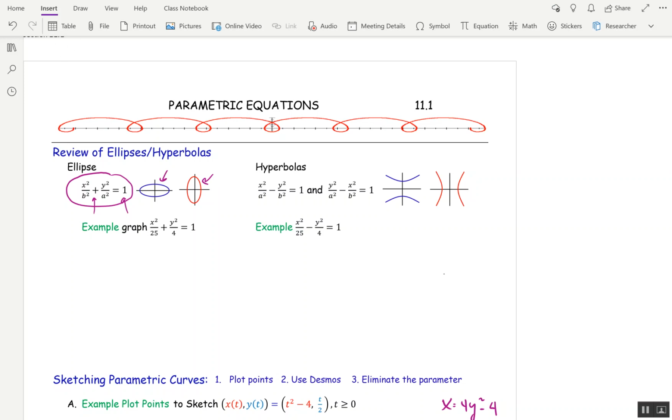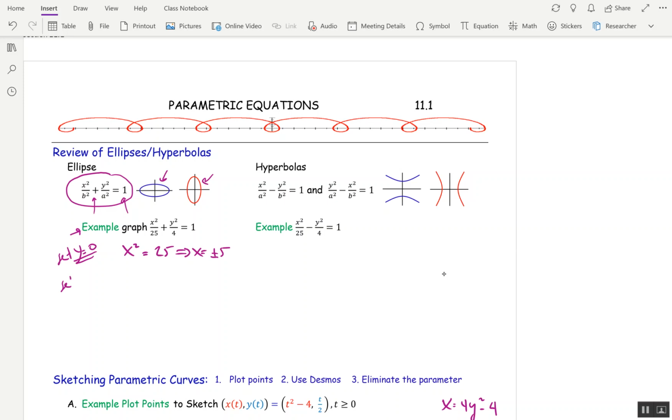For example, if we want to plot this ellipse right here, if we set y equal to 0, we're going to get the x-intercepts. That'll give us x squared over 25 is 1. So x squared is 25. If x squared is 25, then x is plus or minus 5. So those are the x-intercepts.